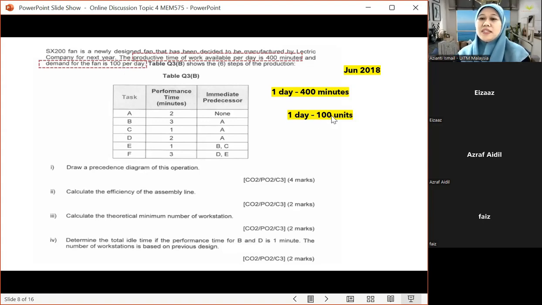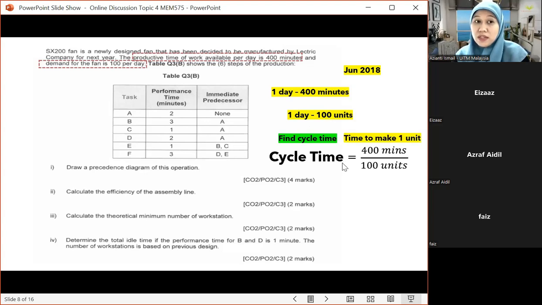Nampak macam boleh cari cycle time kat sini. Okay, mari kita check cycle time. So, kalau sehari dia kerja 400, boleh buat 100 unit. So, 1 unit kipas dibuat dalam masa 4 minit. Cuma 4 minit, pas siap. So, 4 minit diperlukan untuk buat satu kipas. Okay. Right. So, clear macam check cycle time.